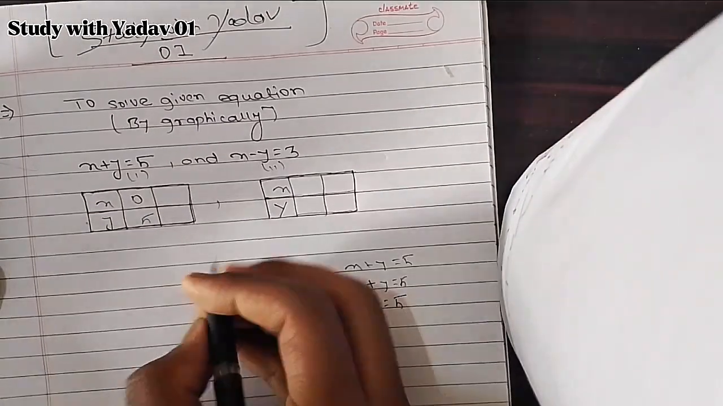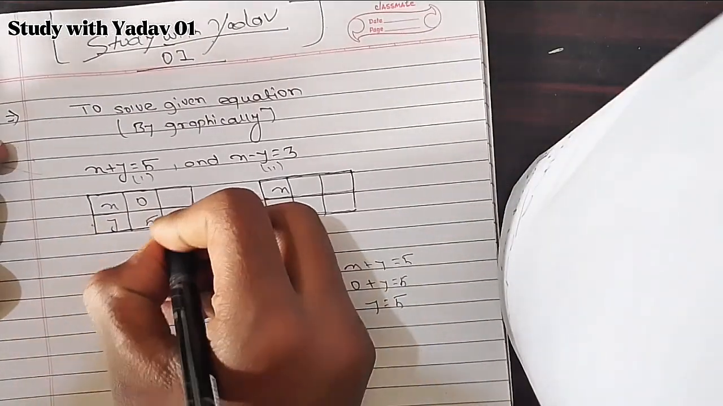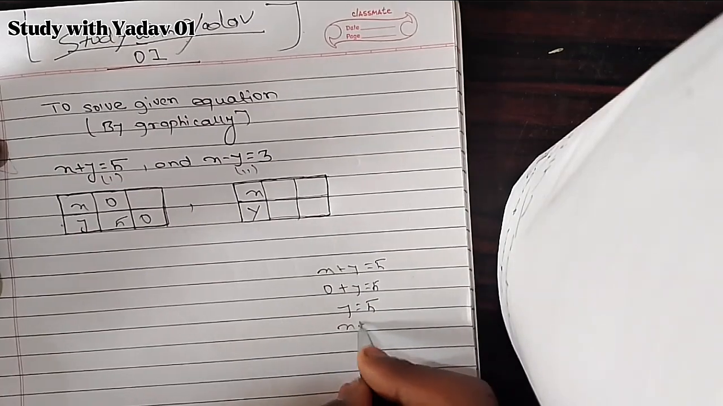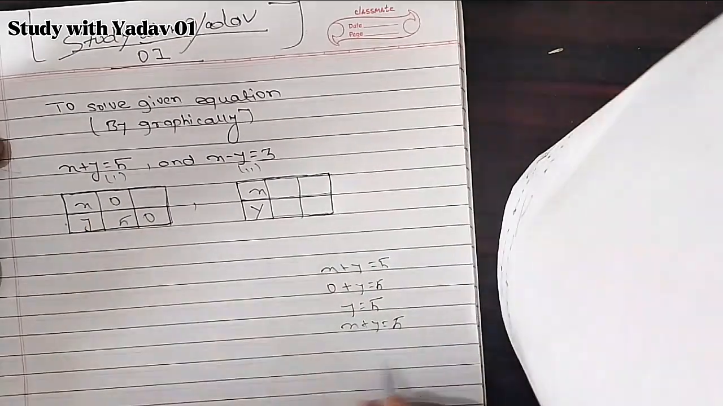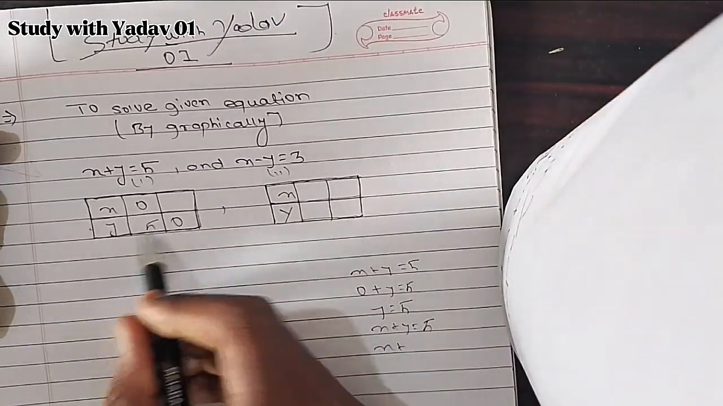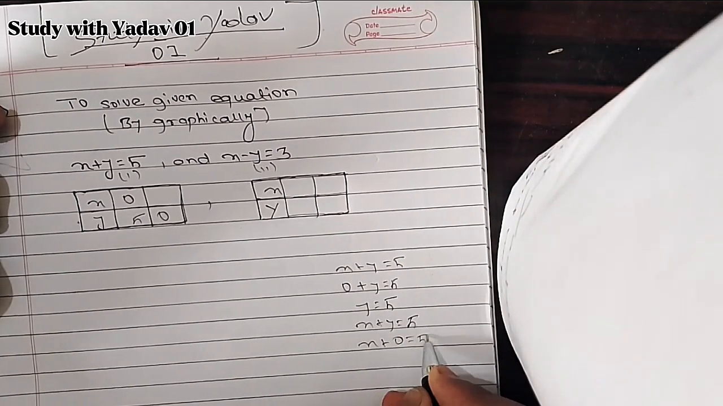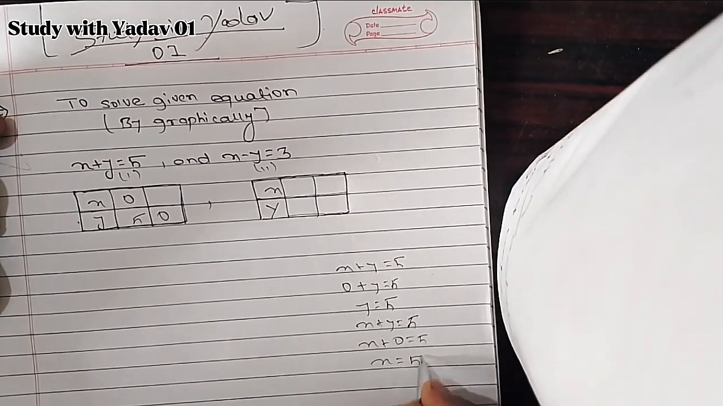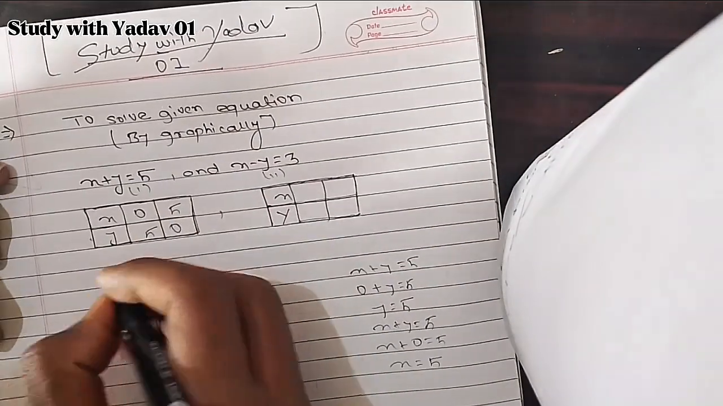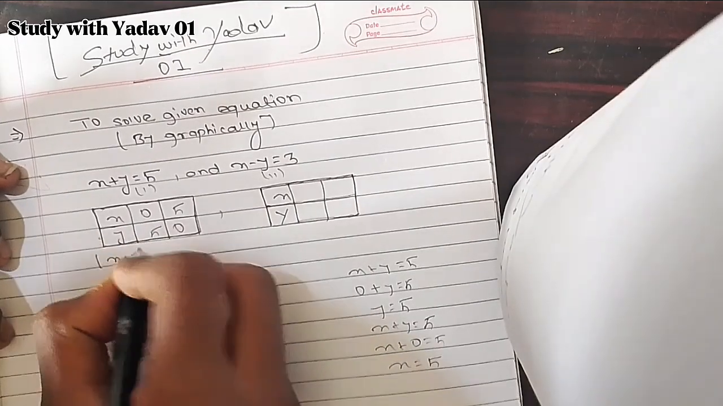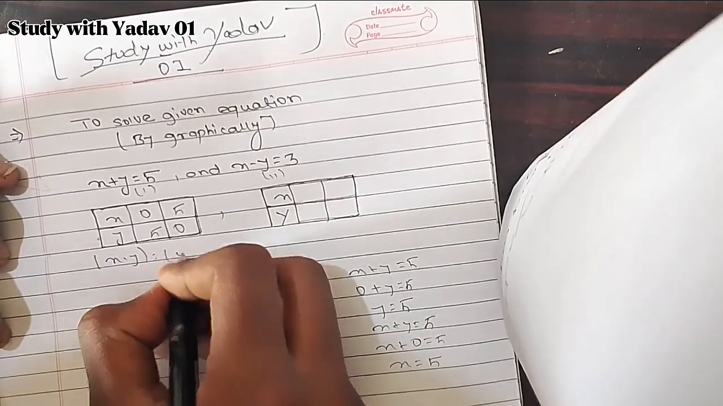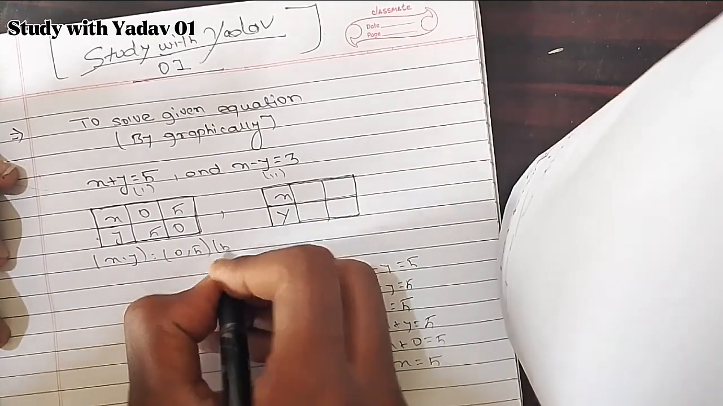And then we have to put y equal to 0. So x plus y equal to 5. We put y equal to 0, so x plus 0 equals 5, and we get x equal to 5. We can write like this: 0 comma 5, and 5 comma 0.